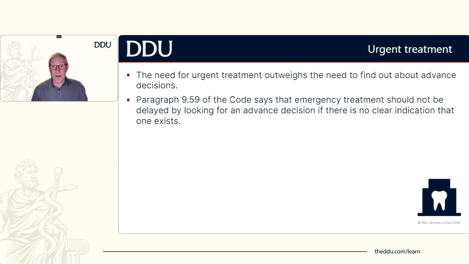When it comes to urgent treatment, basically you do the urgent treatment. You don't find out about the advanced decisions. So if there is a medical emergency, you deal with it. Not least, even if a patient had told you that they don't want that, you don't know if they've changed their mind at any point and they've revoked it. So don't go around hunting for the advanced decision. Get the AED out, get on with the basic life support, deal with the medical emergency. You would not be justifiably criticised if you do that.